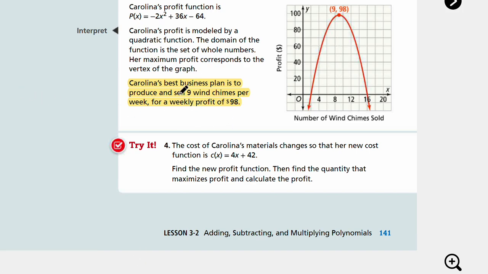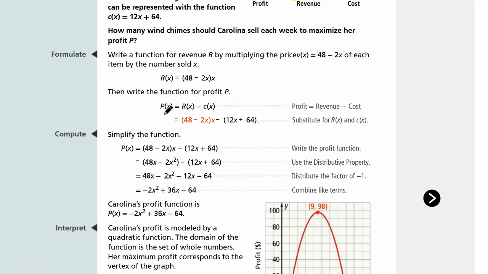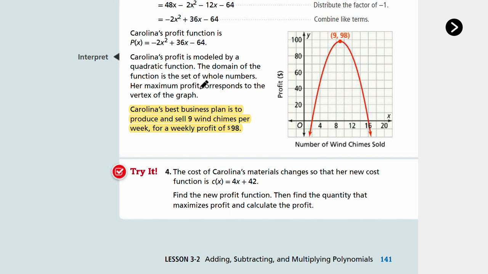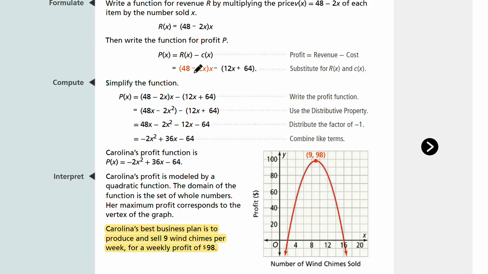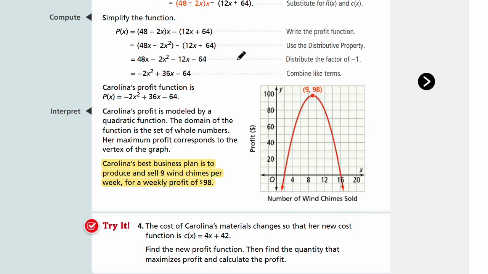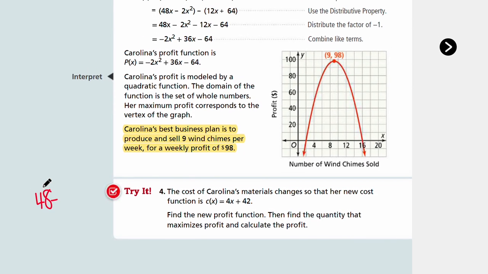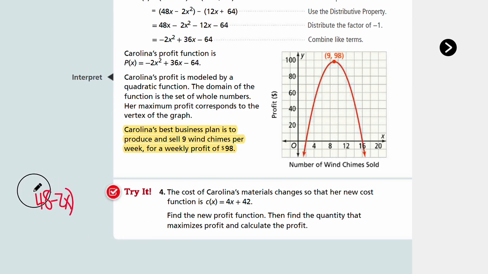All right, so using the profit equation, profit is the revenue minus the cost. So now your revenue is still going to be the same, 48 minus 2x in parentheses times x, and then you have a new cost function, right? So you're going to do the same thing, except your cost function is going to be different. So 48 minus 2x times x, and then minus 4x plus 42 would be the new profit function p of x.